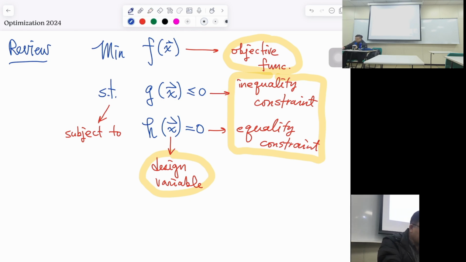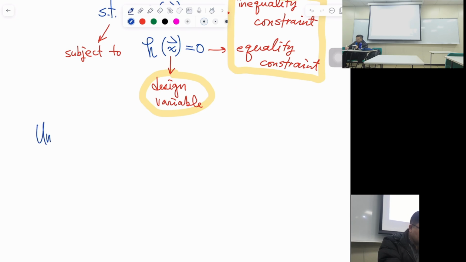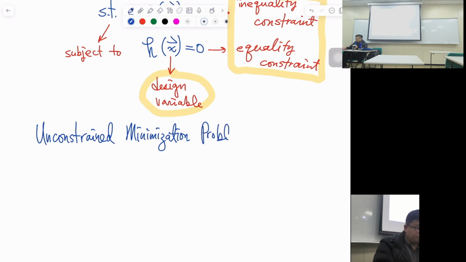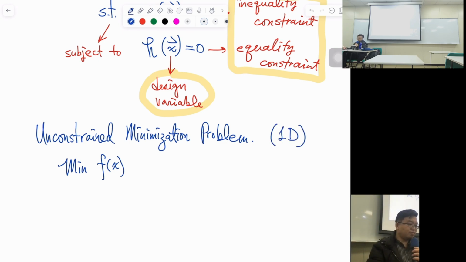For today, we are covering the unconstrained minimization problem. Which means I'm only minimizing f of x. And also, I'm choosing the simplest kind of problem, a 1D problem, one-dimensional. There's no x1, x2, just x. Okay, so one example. Can you do this?